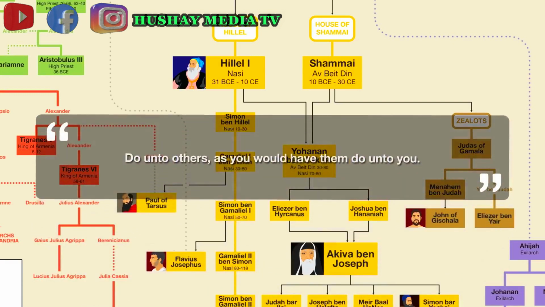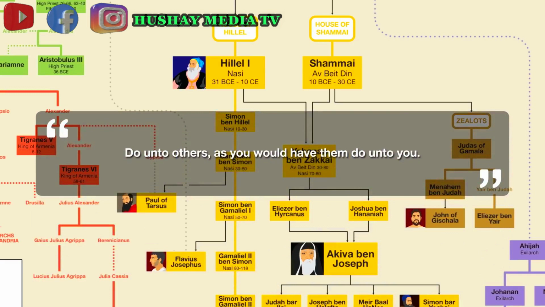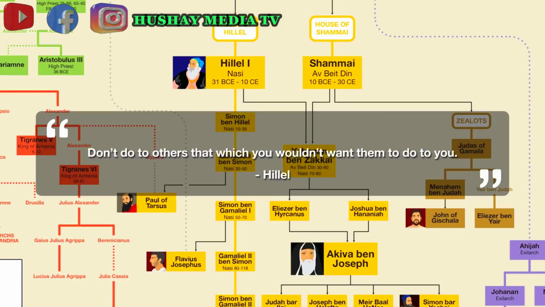Ever hear the phrase, "do unto others as you would have them do unto you"? This is known as the Golden Rule, and it is usually attributed to Jesus. However, it can actually be traced back to Hillel, who initially said, "Don't do to others that which you wouldn't want them to do to you."